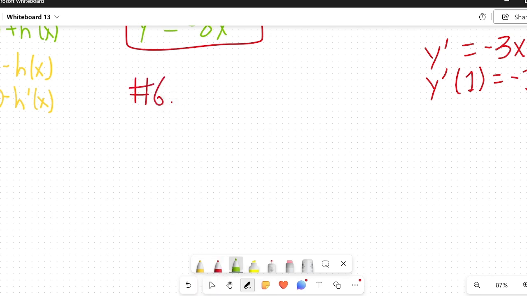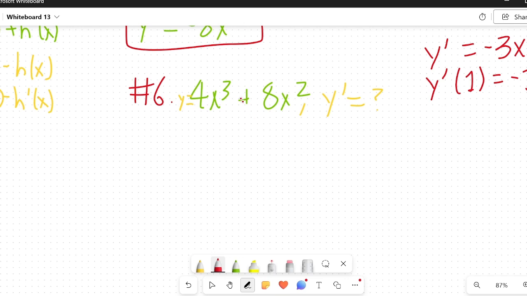So let's say we're trying to find the derivative of 4x cubed plus 8x squared. Let's say we're trying to find the derivative of this. Or actually, just to make this simpler, let's say y equals this, and we're trying to find what y prime is equal to.